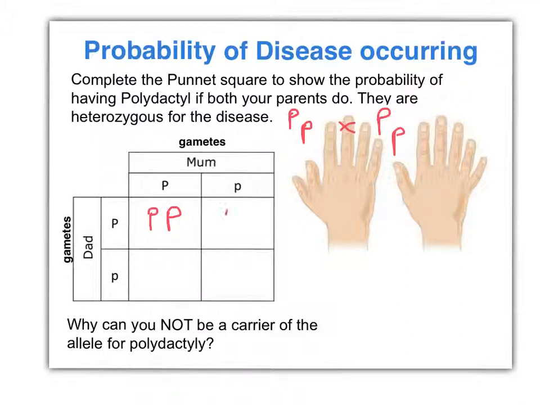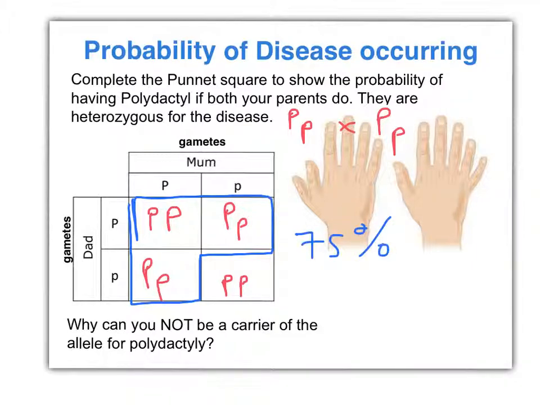that are homozygous dominant, 50% that are heterozygous, and 25% that are homozygous recessive. Now, because you only need one copy of the affected allele to have the disorder, that means that there is a 75% chance that the offspring will have polydactyly. Now, you might be asked, why can you not be a carrier?